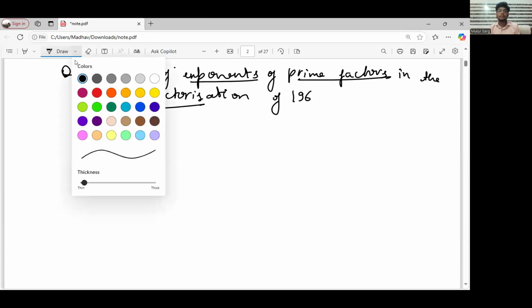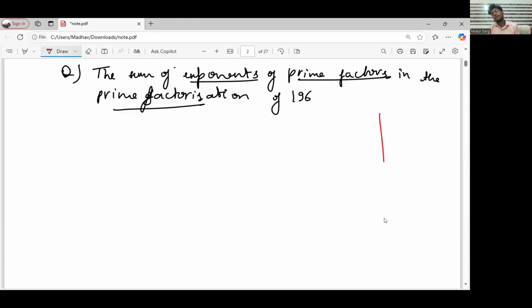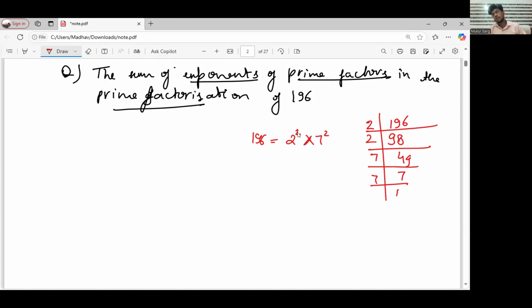क्या करेंगे हम? प्राइम फैक्टराइजेशन मतलब हम एक टेबल बनाने वाले हैं जिसमें हम 196 के सारे प्राइम फैक्टर्स निकालेंगे. प्राइम फैक्टर्स मतलब वो सभी प्राइम नंबर्स जो 196 को डिवाइड करते हैं. इसीलिए हम इनको प्राइम फैक्टर्स बोलते हैं. ठीक है, तो 2 से हम इसको डिवाइड करके देखेंगे. 2 9 98. ठीक है, ये हो जाएगा डिवाइड 49. Now it will be divisible by 7. 7 7 7. The prime factorization of 196 will be what? 2 square multiplied by 7 square.